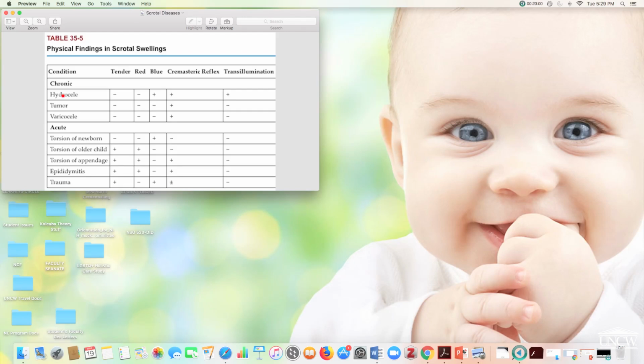The first one that you might see a lot is hydrocele. It is not uncommon for many infant boys to be born and have swelling on their testicular area, and that's what a hydrocele is. Okay, so they're born and they just have fluid around their testes.